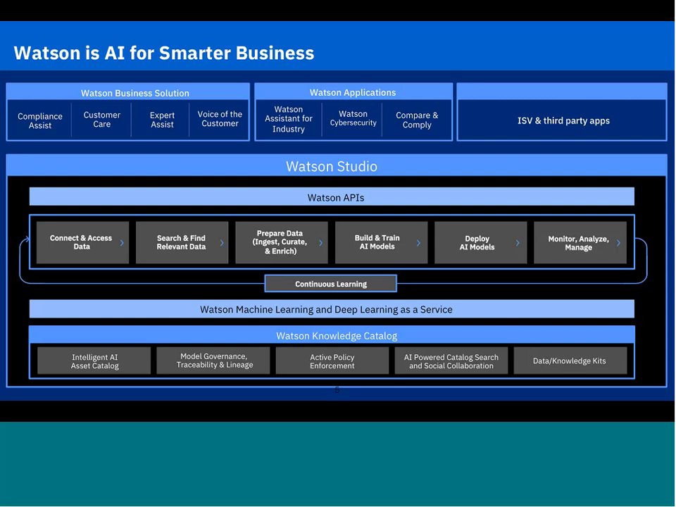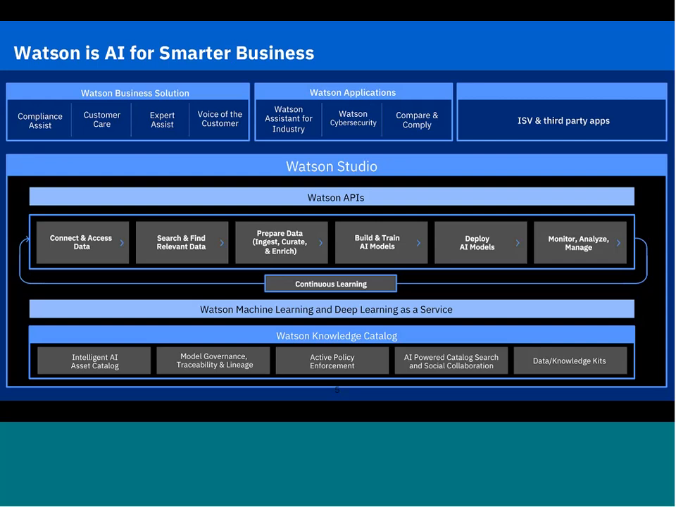Watson Studio is our building environment. It's our AI development environment. It allows you to easily support the full end-to-end lifecycle that it takes to go and create AI and deploy those models into production with continuous learning. Underpinned by the entire Watson Studio is our Watson Knowledge Catalog. And this is really where we're going to focus mostly on today.